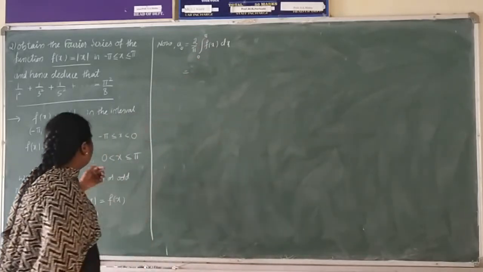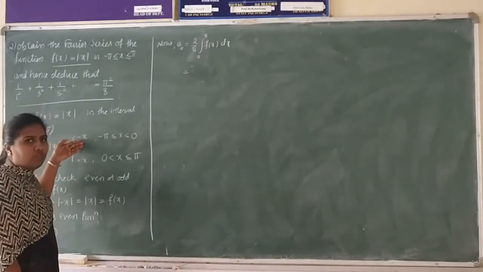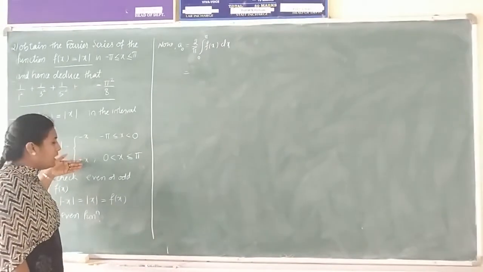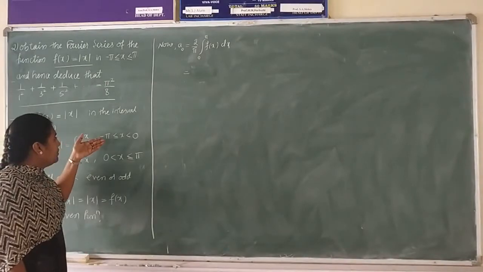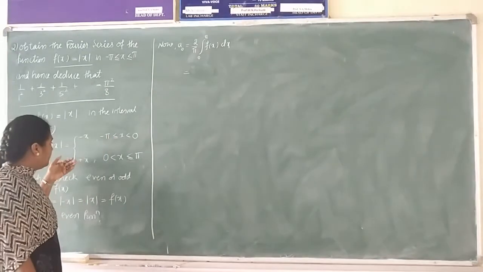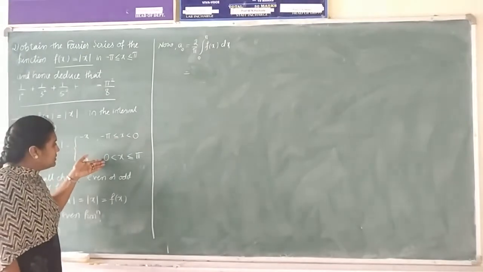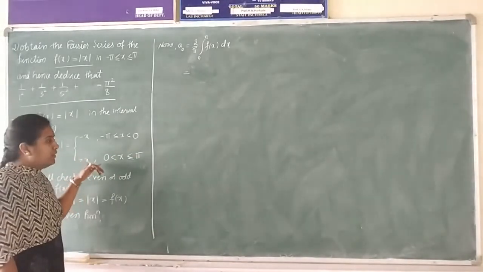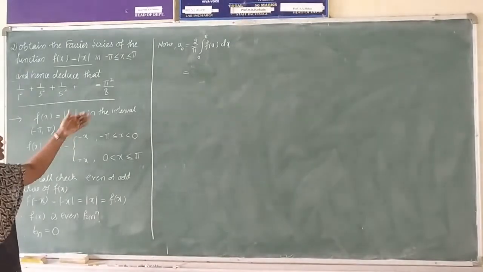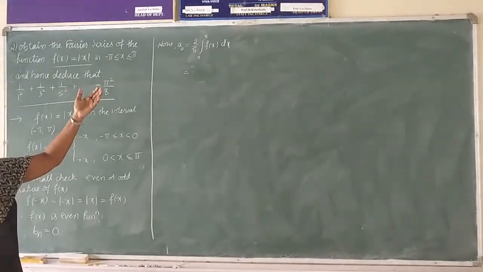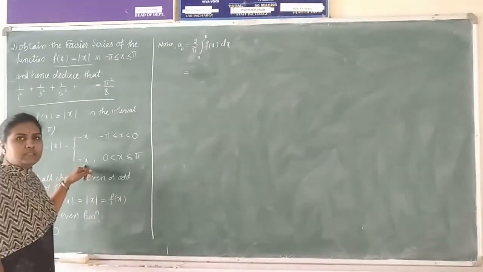What will be the function here? You can see two functions are there. One is minus x, another one is plus x. Minus x is defined in the interval minus pi to 0. Plus x is defined in the interval 0 to pi. Therefore, you need to choose one of these depending on the interval. Now our interval is 0 to pi. Therefore, the function is x.